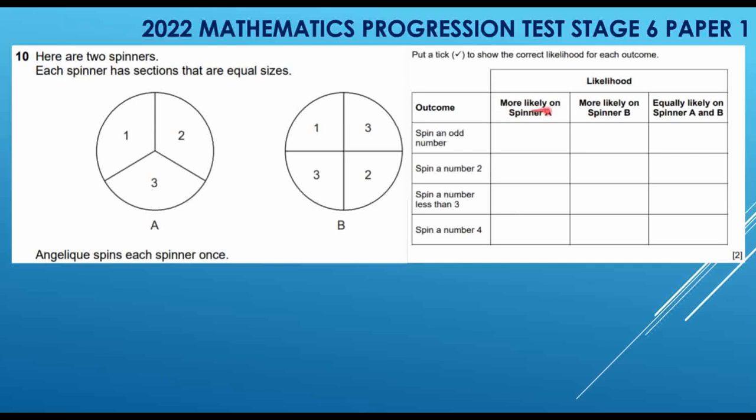number, spin a number 2, spin a number less than 3, spin a number 4. Likelihood: more likely on spinner A, more likely on spinner B, or equally likely on spinner A and B?